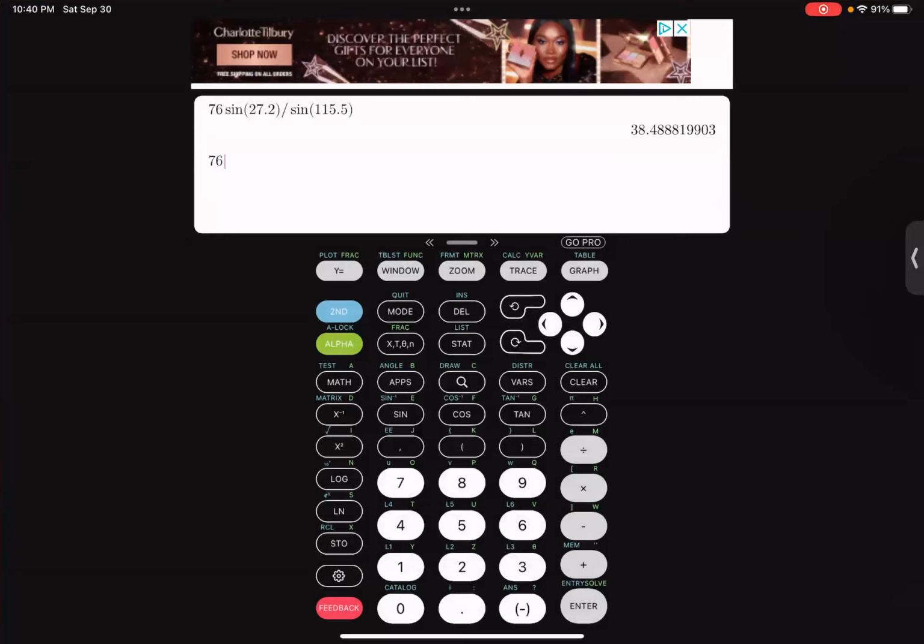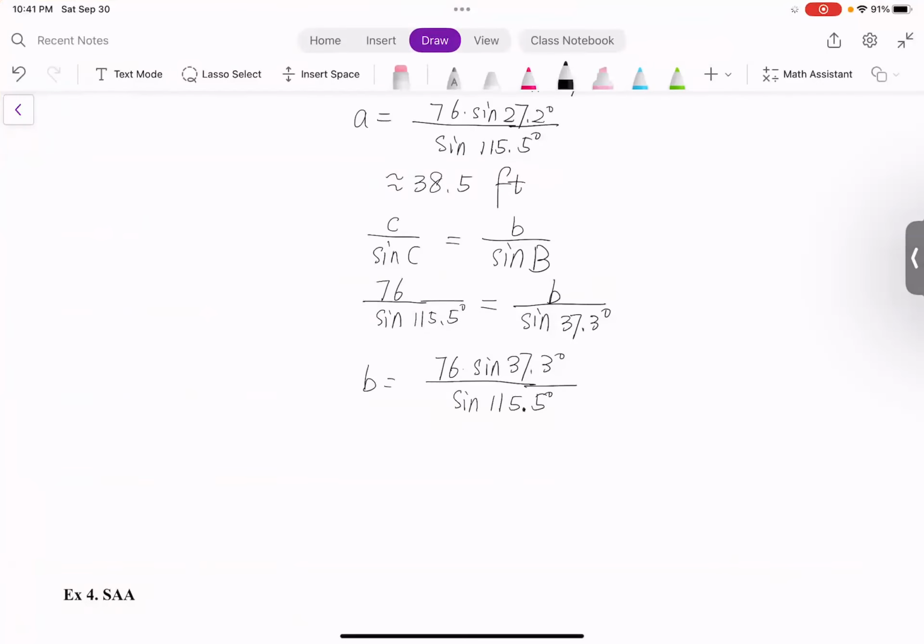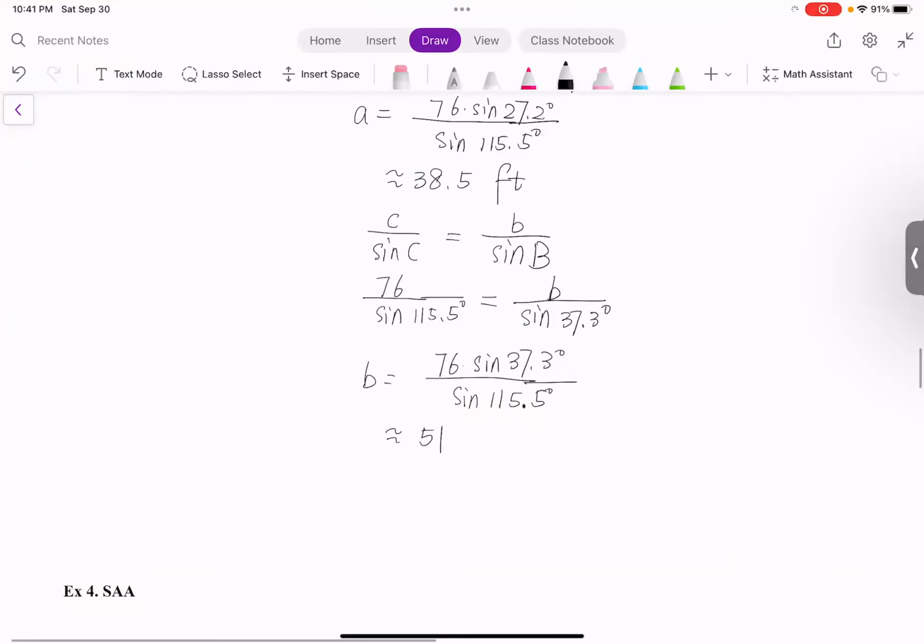That's 76 times sine 37.3, all divided by sine 115.5. Close parentheses, hit enter. I'm having 51.02578. If I want to keep one decimal place, I'm having 51.0. So B is about 51.0 and the unit is feet.